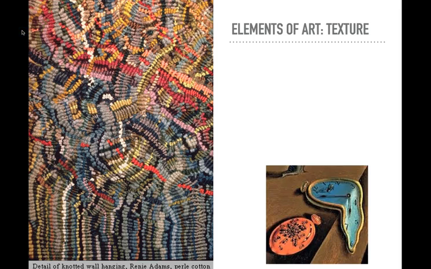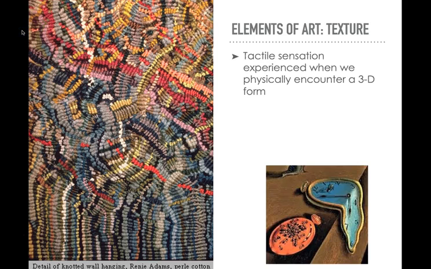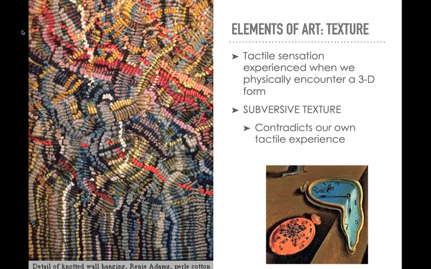Another 3-dimensional element of art is texture, as we see in this knotted wall hanging on the left. Texture is a tactile sensation experienced when we physically encounter a 3D form. But you can also have subversive texture, like we see in the close-up from Salvador Dali's Persistence of Memory below. Subversive texture contradicts our own tactile experience. In this case, we see a pocket watch, which if we touched it would be smooth and cold, melting and seeming to disintegrate. Surrealist artists in particular love to use subversive texture.